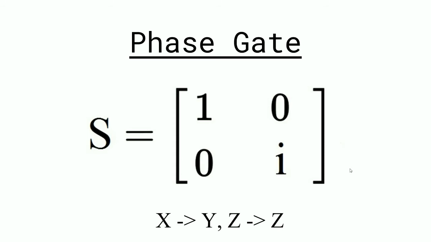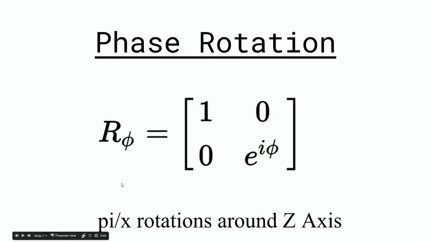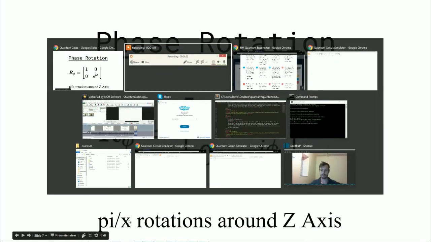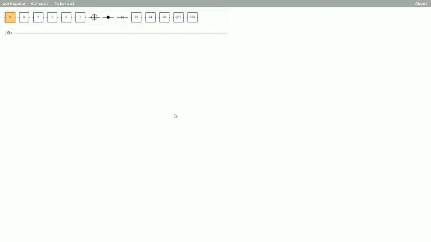So here's the matrix for a phase gate, and here's the matrix for a phase rotation gate, where we're able to rotate a qubit in any ratio we want. So we could rotate it half a rotation, or a quarter rotation, or an eighth rotation. So let's see an example of that on the simulator.